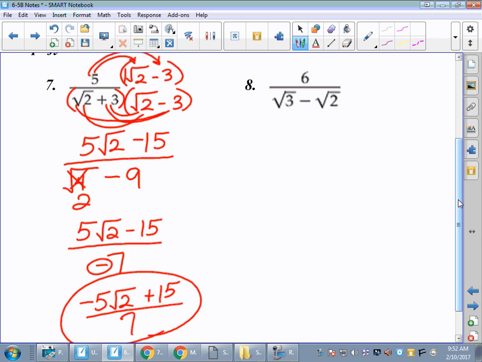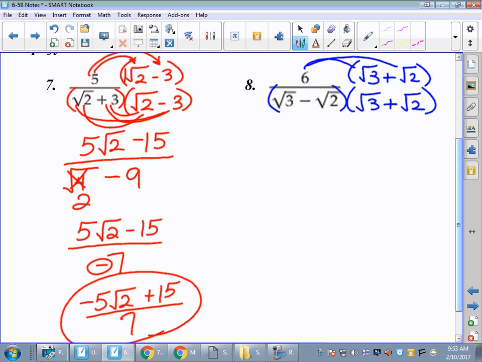Okay, one more time. So in number 8, the conjugate of square root of 3 minus the square root of 2 is the square root of 3 plus the square root of 2. So I'm going to distribute my 6 through. Okay, that's a rational number, so it just goes on the outside. 6 root 3 plus 6 root 2. And then FOIL the denominator. Square root of 3 times the square root of 3 becomes square root of 9. Write it down. Outer and inner cancel.